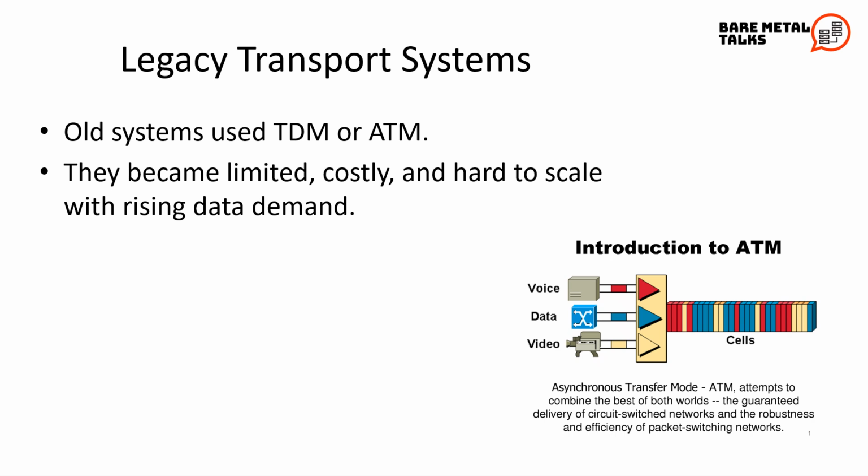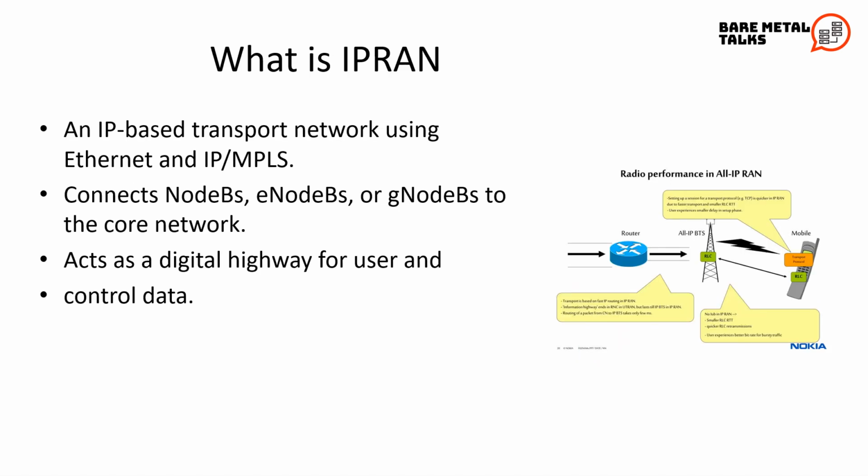Let's talk about what exactly IPRAN is. IPRAN is an IP-based transport network that connects the radio sites like Node Bs, eNode Bs, or gNode Bs to the operator's aggregation and core networks. Instead of old circuit-based links, IPRAN uses Ethernet and IP/MPLS to carry both control and user data efficiently. In simple terms, it's the digital highway that moves your phone's data from the nearest cell tower back to the operator's core network, and then out to the internet.